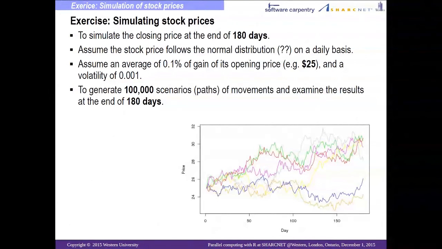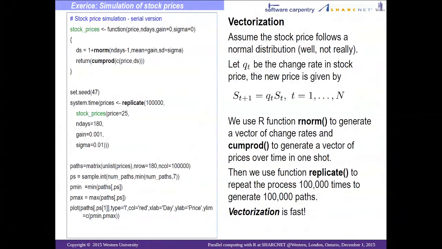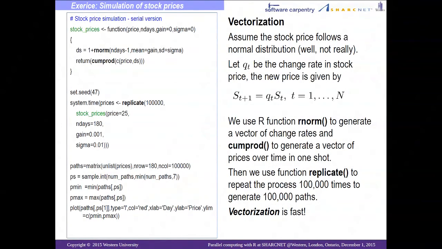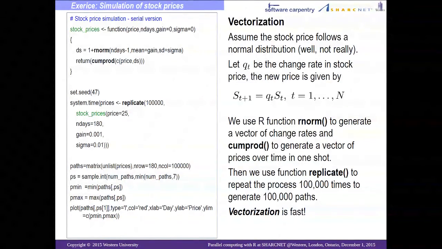This diagram here shows 7 paths I selected from the simulation. Again, now we want to use vectorization. We assume that the price follows a certain distribution, normal distribution. It might not necessarily strictly follow that distribution. Now let's assume that the daily change rate in the stock price is Q. And here the Q is 1 plus a small change. So today's price will be yesterday's price multiplied by a factor.